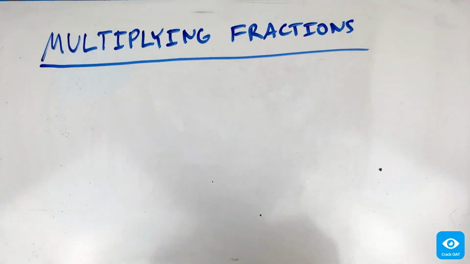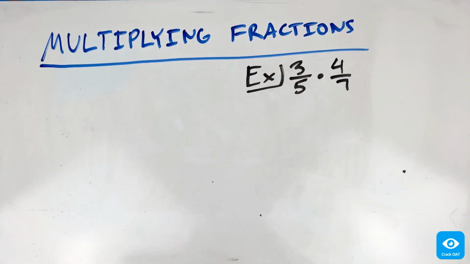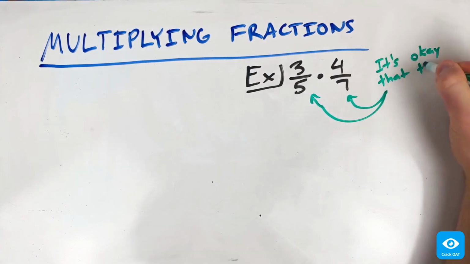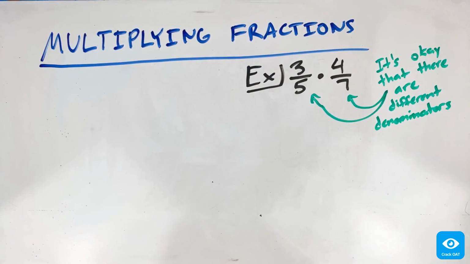First up, multiplying fractions. Let's say we want to multiply 3/5 and 4/7. So unlike when we added and subtracted, when we multiply fractions, we don't care about the denominators being the same or not. Any two fractions, regardless of their denominators, can be multiplied using these easy steps.